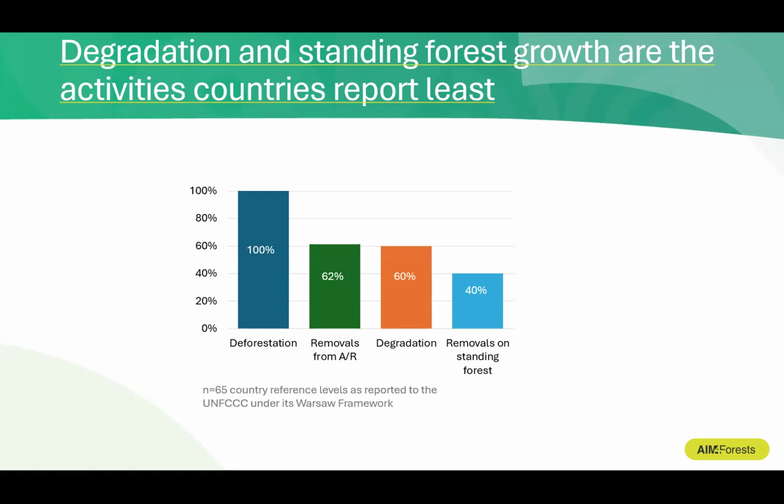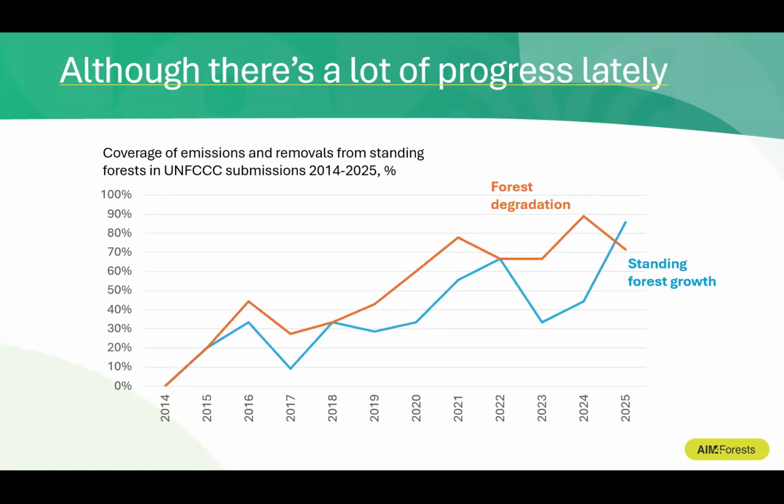One of the reasons is that it is tremendously difficult to do that. There's progress though, and you see here a timeline. No years on the x-axis, the percentage of countries including forest degradation and removals from standing forests in their submissions to UNFCCC. And 10 years ago, there were hardly any countries who included these kind of things. All of the submissions essentially focused just on deforestation. But the fraction really has grown.